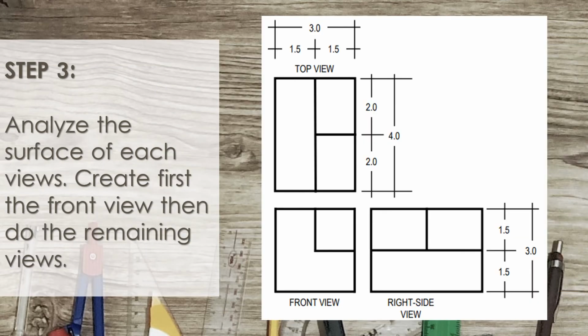For step number 3, analyze the surface of each view. Create first the front view, then do the remaining views. So this is your front view, and you should be able to create this on your oblique drawing.